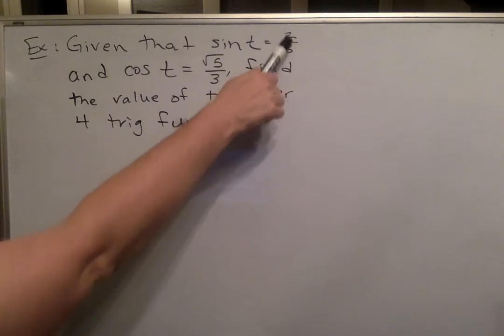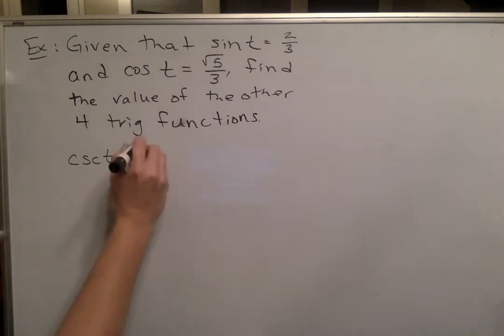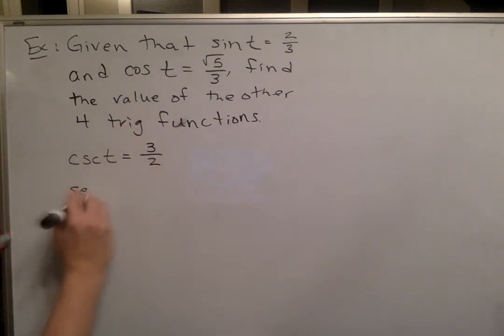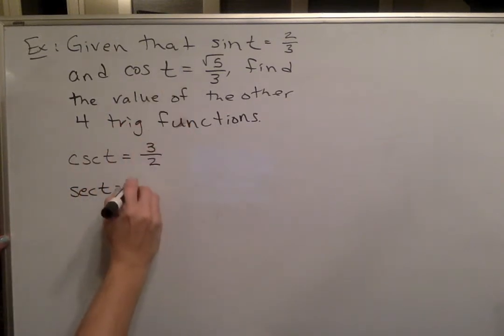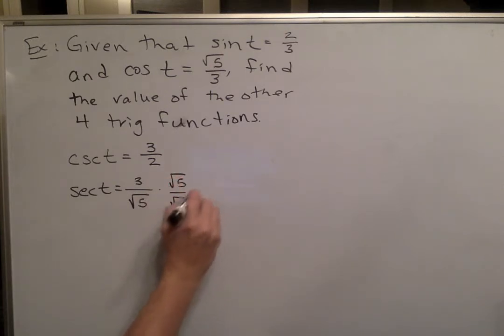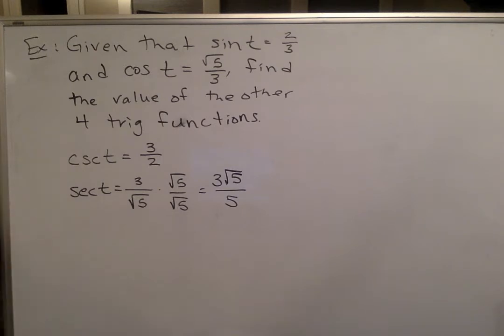Since we know the sine is 2/3, we know that the cosecant is the reciprocal of 2/3, which is 3 over 2. Since we know the cosine, we know the secant is the reciprocal of cosine, which would be 3 over the square root of 5. But we have to rationalize that. So we'll multiply by square root of 5 over square root of 5, which is 3 square roots of 5 over 5. Okay. Now to find tangent and cotangent, we'll need to find one of them first, probably tangent, and then we'll be able to use the reciprocal to find cotangent. So let's start with tangent.